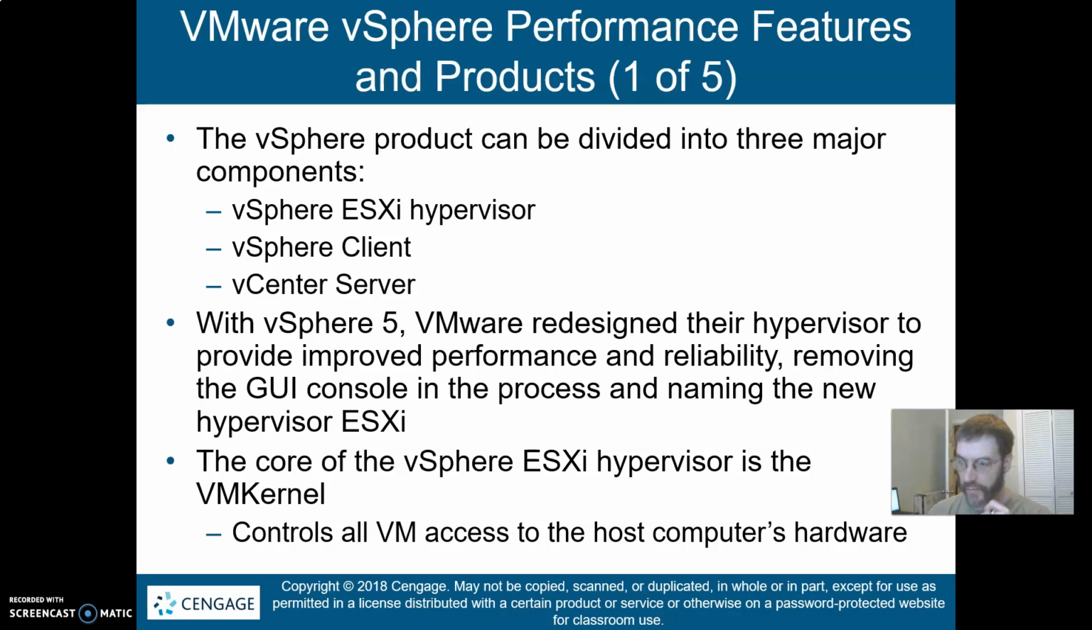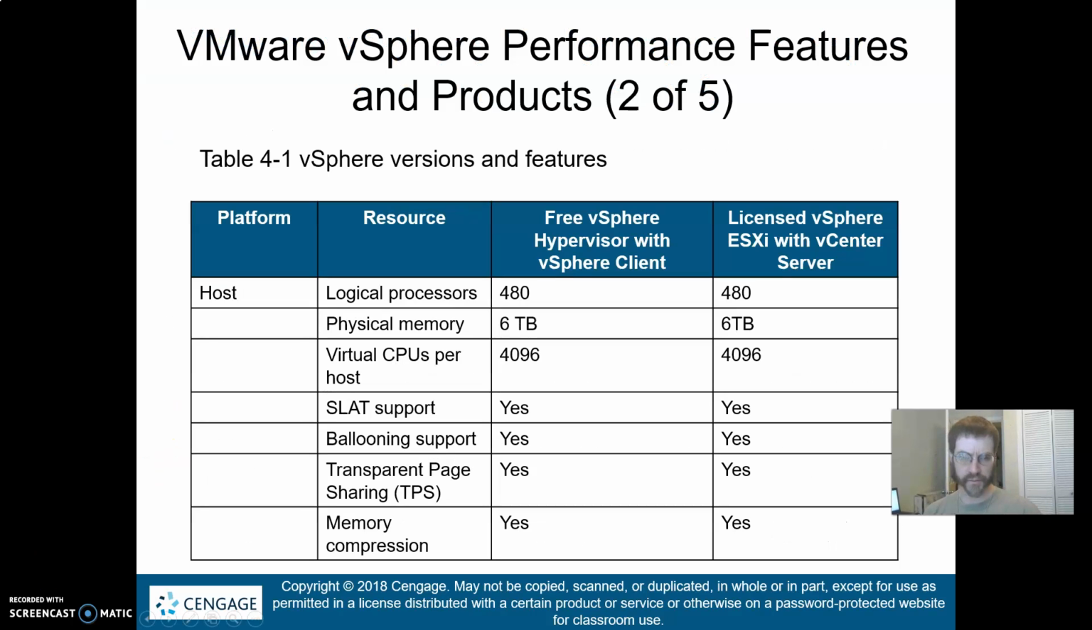So we've got a table here, so we can compare. There are a lot of things that are similar in terms of the host. You have the same number of potential logical processors, the same amount of physical memory, literally 6 terabytes, potentially 4,000 virtual CPUs. They both support SLAT, they both support ballooning, they both support transparent page sharing, they both support memory compression. We'll talk about each of these in turn.